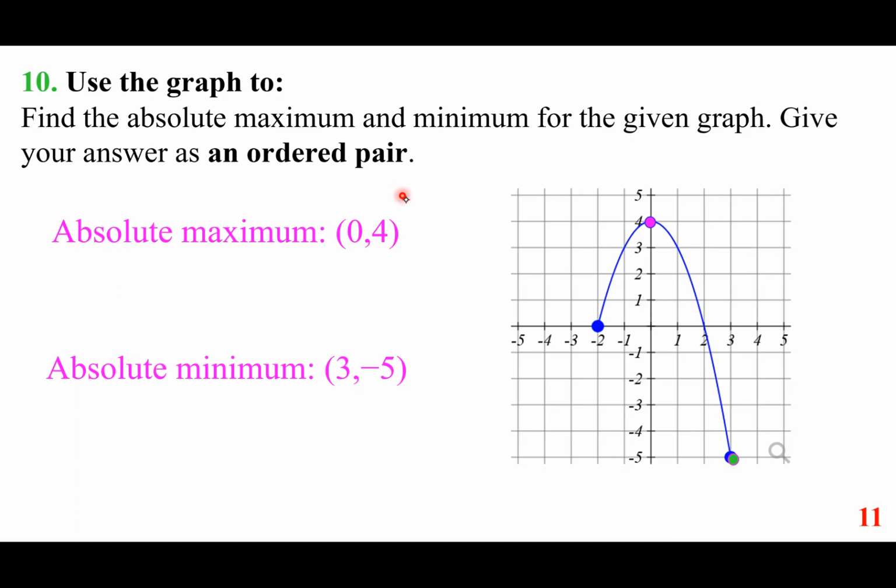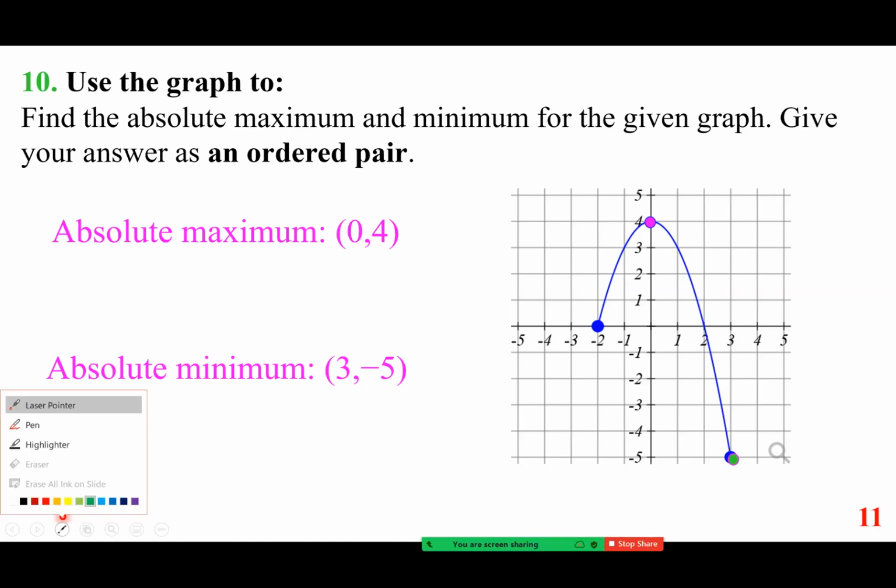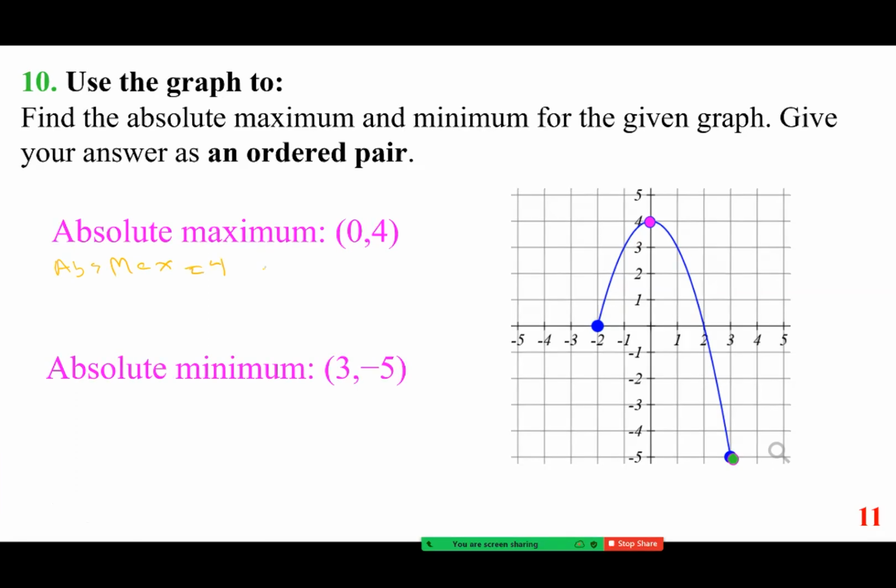But the proper writing, and I want to write it here because you really want to pay attention to the way they ask you to receive full credit. So absolute max equals 4 at the pair (0, 4). Absolute min equals -5 at this pair. So that's really the more proper way of doing it.